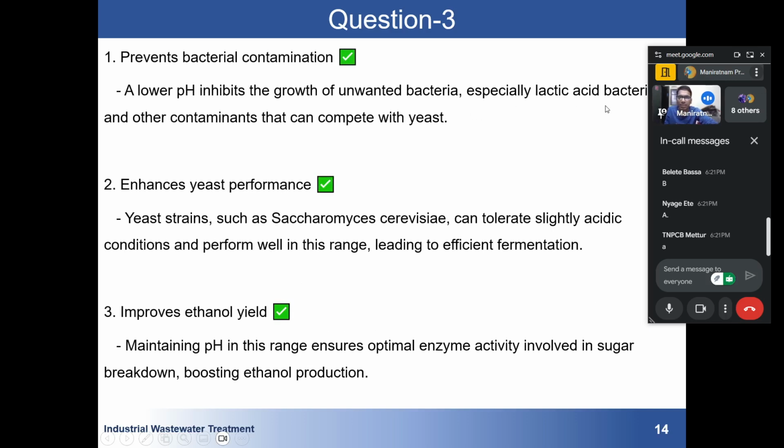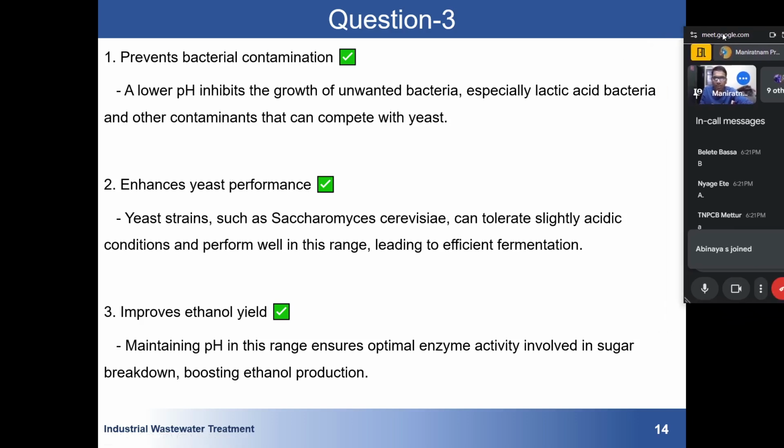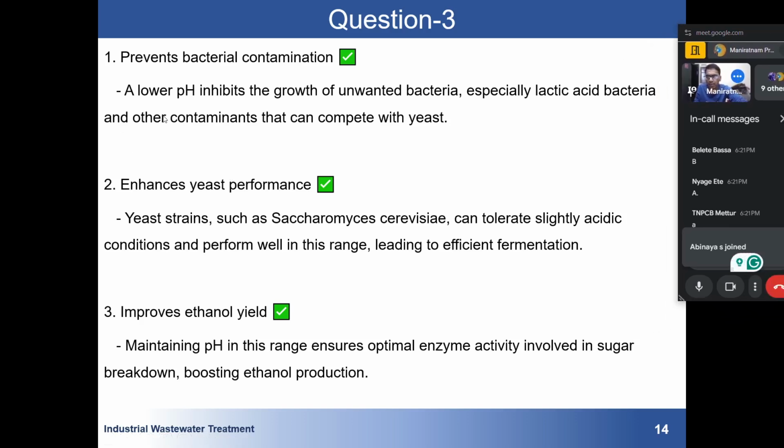unwanted bacteria, especially lactic acid bacteria and other contaminants that can compete with yeast. Yeast strains can tolerate slightly acidic conditions and perform well in this range, leading to efficient fermentation. So generally, yeast is responsible for fermentation, so the pH range is basically in the acidic range, that is 3.5 to 4.5.